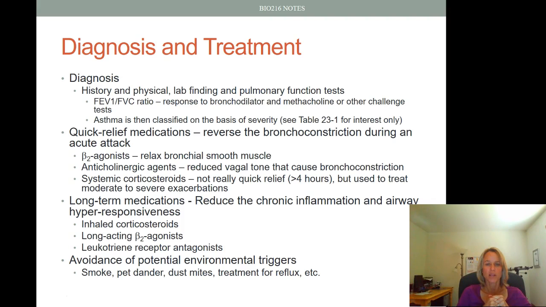And then long-term medications are aimed at reducing the chronic inflammation and airway hyperresponsiveness, so you're less likely to have to respond and have an attack. These include inhaled corticosteroids, longer-acting beta-2 agonists, and a leukotriene receptor antagonist, because remember, the leukotrienes are one of those mediators involved. And then, of course, avoidance of potential environmental triggers: smoke, pet dander, dust mites, treatment if you have reflux, whatever the cause is, trying to avoid that.